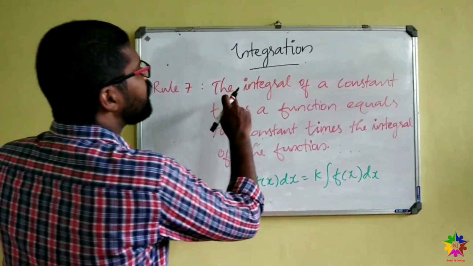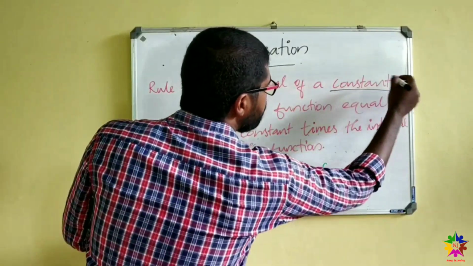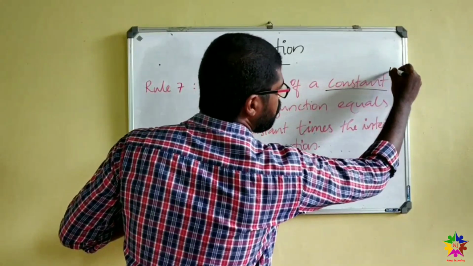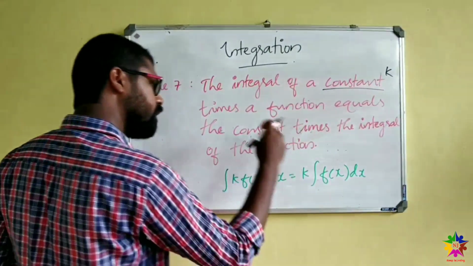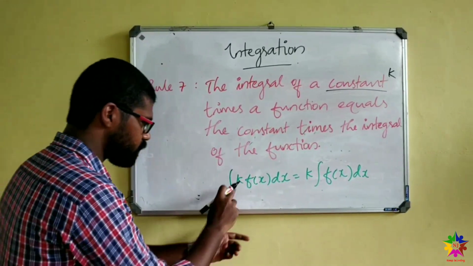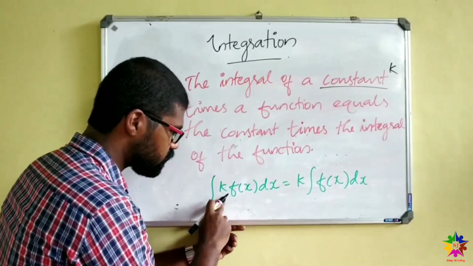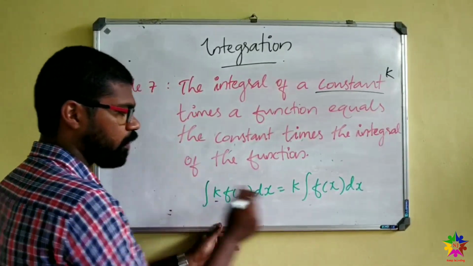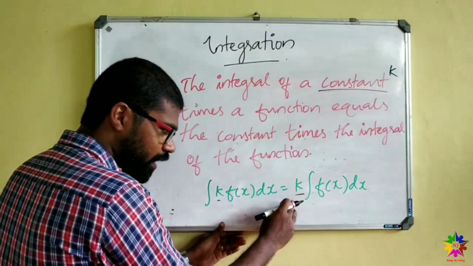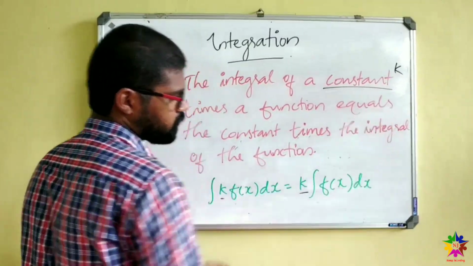Let's see the seventh rule, the integral of a constant times a function. Here we are taking the constant as k. The constant times the function integrates to the constant times the integral of the function. It's very simple. Integral of k times f of x dx: we take the constant outside, so that is k times integral f of x dx.